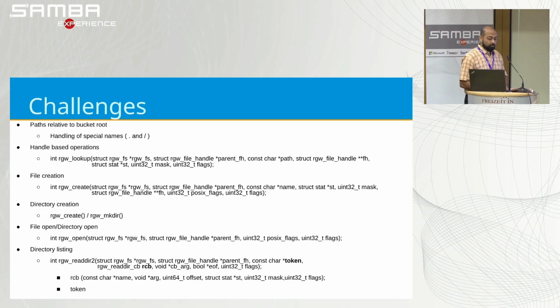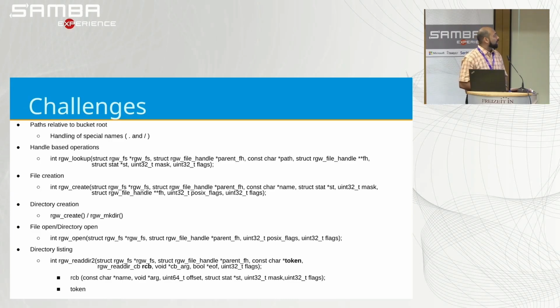So while implementing this, we did meet with a few challenges. The first and foremost important is that all paths are relative to the bucket. So there is no slash or mounted file system. Every access that we have to make, which is name-based, starts after the bucket root. So if the bucket is, say, demo bucket, and an object is A, then we'll just get A.